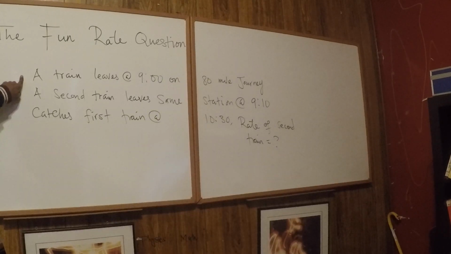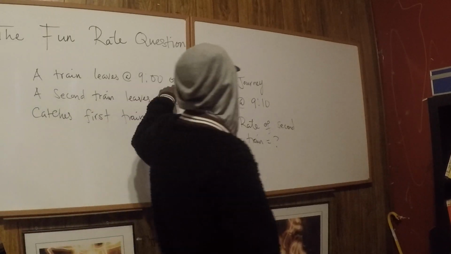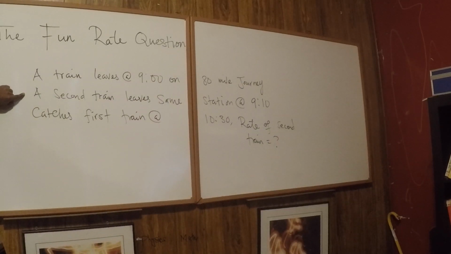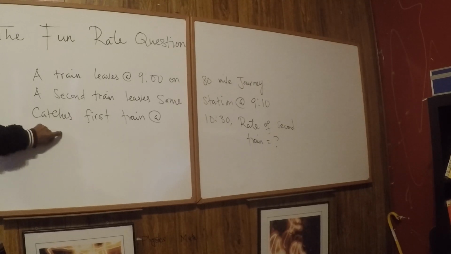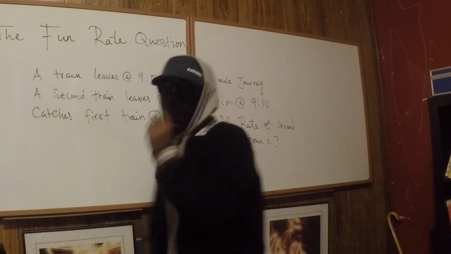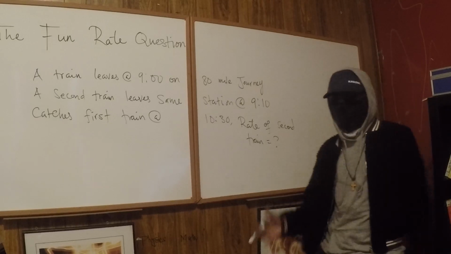But yeah. So it says the train leaves at 9, in case you can't see it, on an 80-mile journey. A second train leaves at the same station, all right, that's important, right? At 9:10 and catches the first train at 10:30. So what we want to know is the rate of the second train, right?